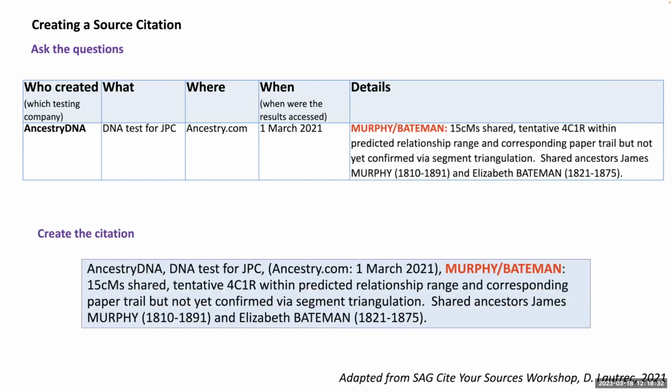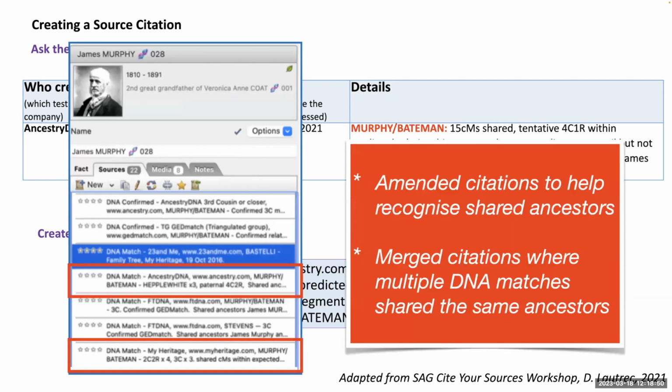So one thing I realized was that I wanted to have the shared ancestor information more upfront, because I couldn't really see it in the citation in Family Tree Maker, because it only shows me the first 2 lines when I'm looking at that information in my tree. So I amended the source citations to put the shared ancestor at the front of the citation. And you can see there on the left now, I've got the Murphy-Bateman in caps. It stands out a bit more and it's not hidden.